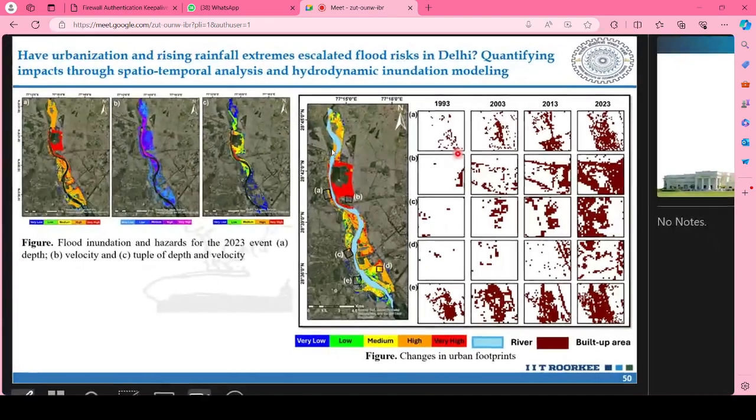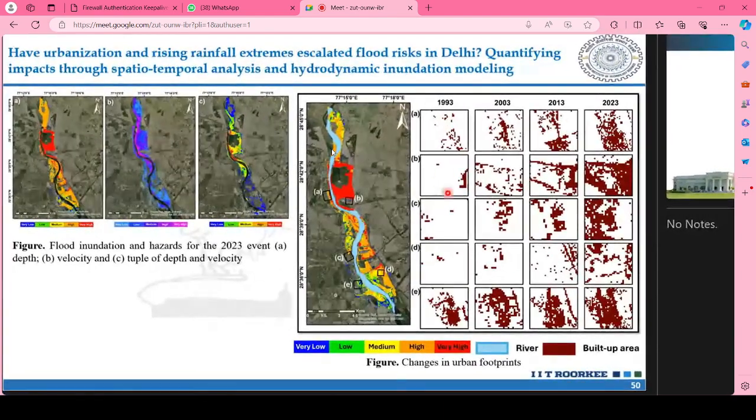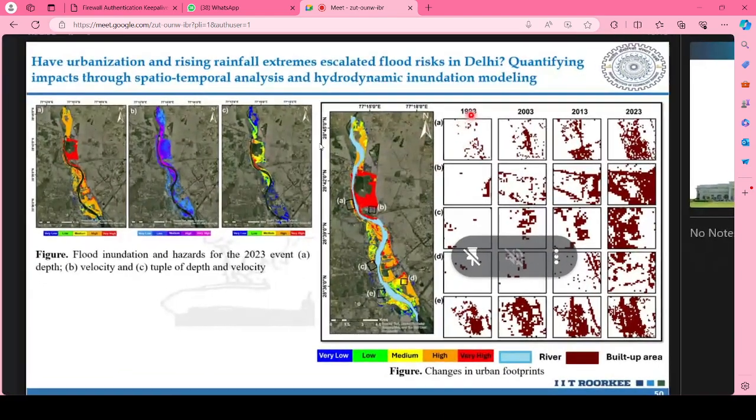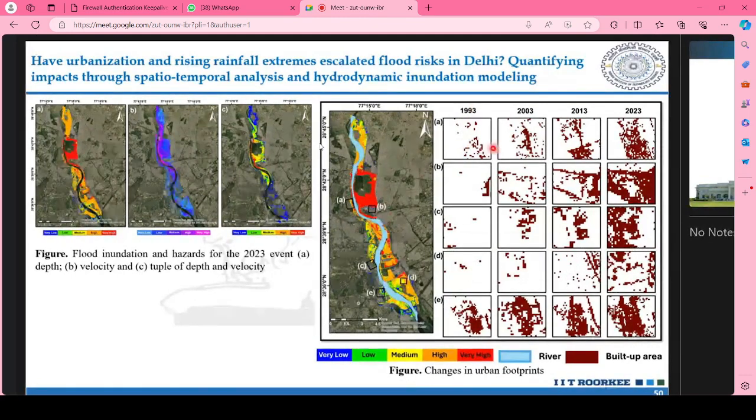This is the Yamuna River, and how the built-up area has increased. You can see 1993. These are certain spots. The built-up area has increased very, very largely, and because of this, the amount of infiltration is declining. The amount of green fraction is declining, and because of which the runoff becomes much more prominent during any kind of extreme rainfall.